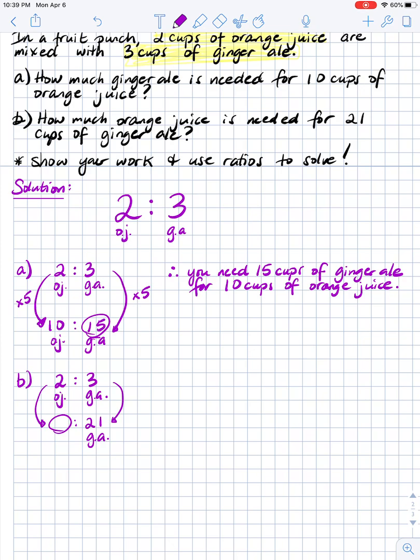But again, we can figure out what number to multiply both sides of the ratio by. So we could go 21 divided by 3. We know that's 7. Therefore, we know 3 times 7 is 21. So if we multiply that side of the ratio by 7, we have to multiply the other side of the ratio by 7. So that means we've got 14. Sorry, I'm just going to rewrite this here. We've got 14 cups of orange juice to 21 cups of ginger ale. Therefore, you need 14 cups of orange juice for 21 cups of ginger ale.